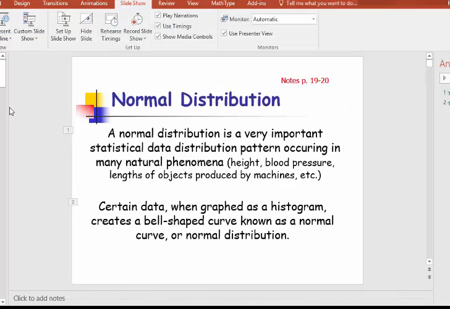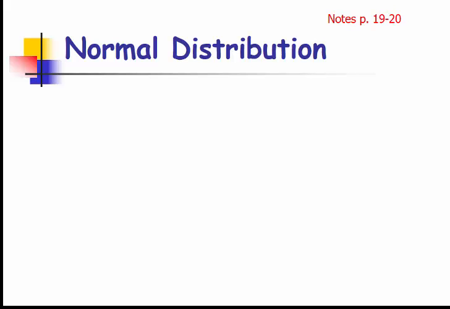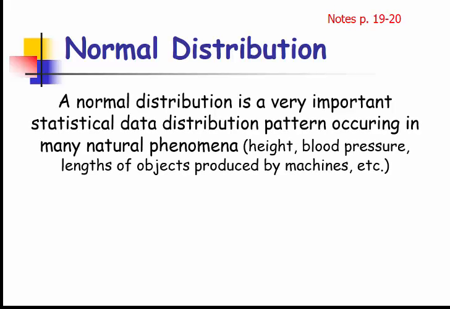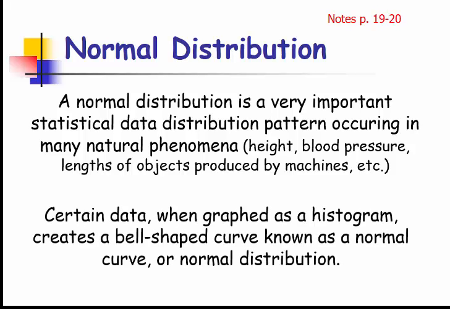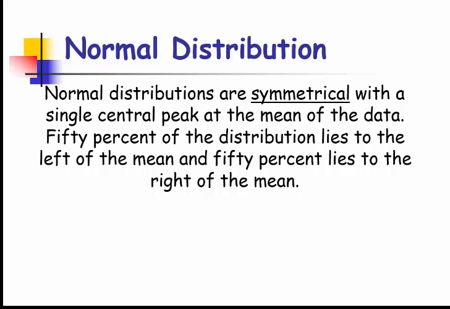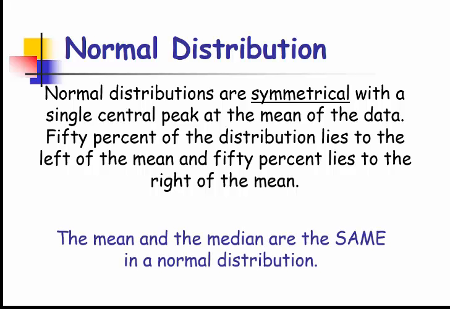Let's take a look at a normal distribution. This is your notes, pages 19 to 20. A normal distribution is a very important statistical data distribution pattern occurring in many natural phenomena: height, blood pressure, lengths of objects produced by machines, etc. Certain data, when graphed as a histogram, creates a bell-shaped curve known as a normal curve or normal distribution. These are symmetrical, with a central peak at the mean. 50% of the distribution is to the left and 50% is to the right. The mean and the median are the same in a normal distribution.